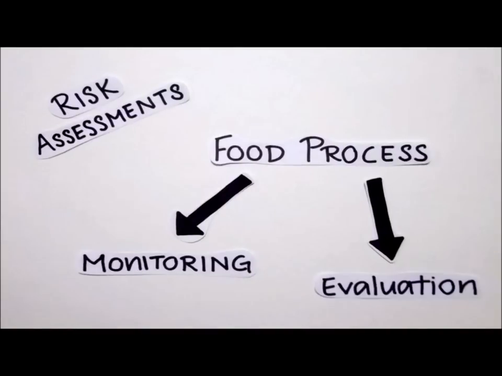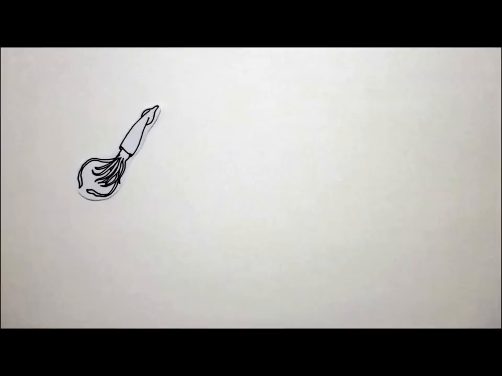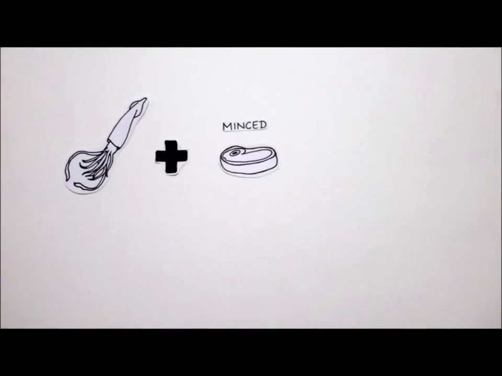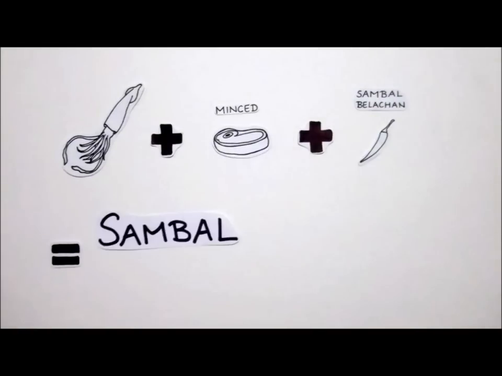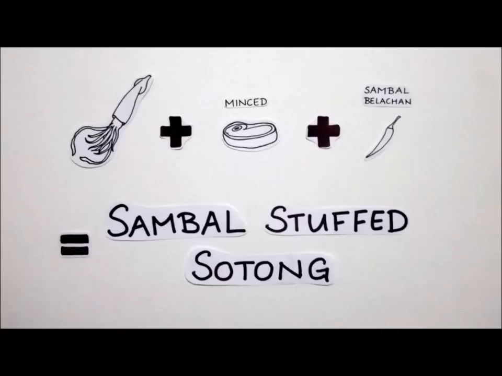And as with any system, it needs to be verified to ensure that the system works. A HACCP plan is usually created for a certain food process. For our HACCP plan, we have decided to use sambal stuffed sotong as our main dish. The dish is actually squid that is stuffed with minced pork meat and then baked with sambal chili sauce. Now, we will go into the 7 principles of HACCP.